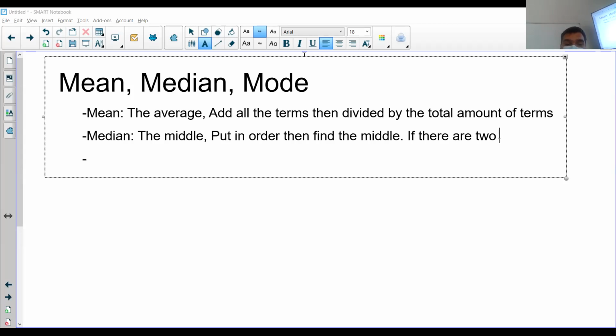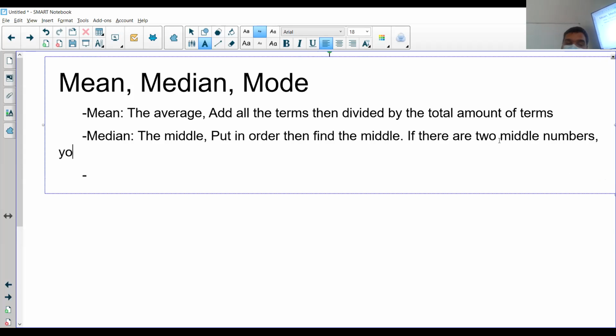If there are two medians or middle numbers, you pick the number in between. So for example, let's say 10 and 20 were your two middles. What would be the number between 10 and 20? Well, 10 plus 20 divided by 2, so it's 15. If you don't know it, you can always just add them and then divide by 2. So your median will be 15 in that case, not 10 nor 20.